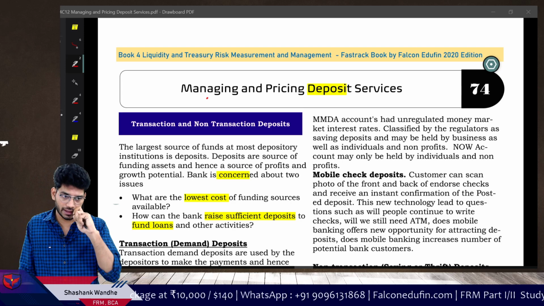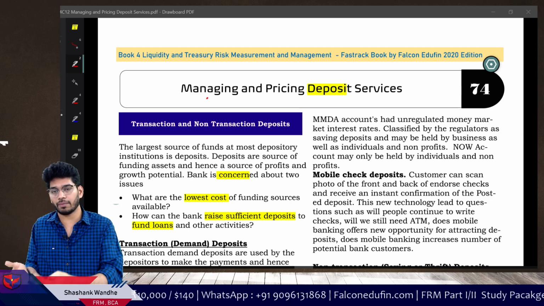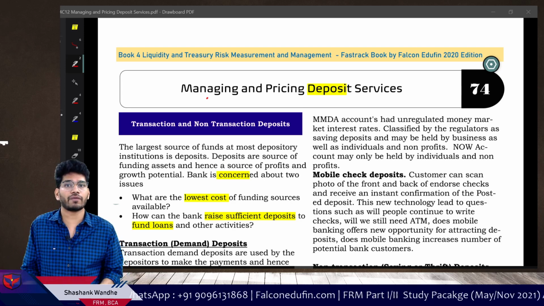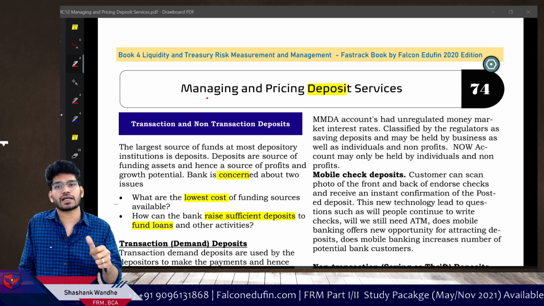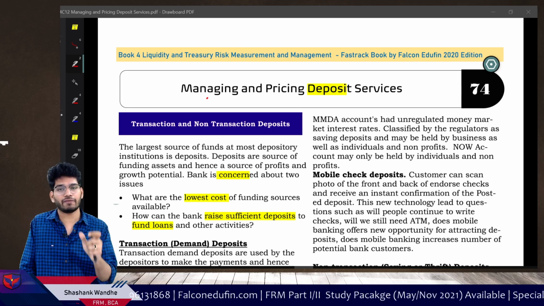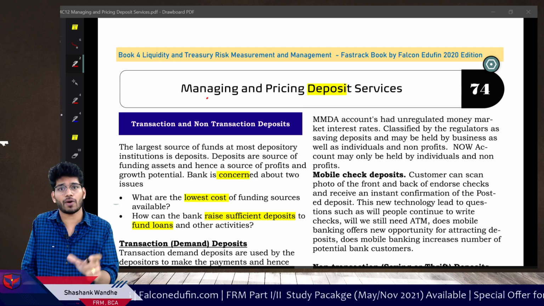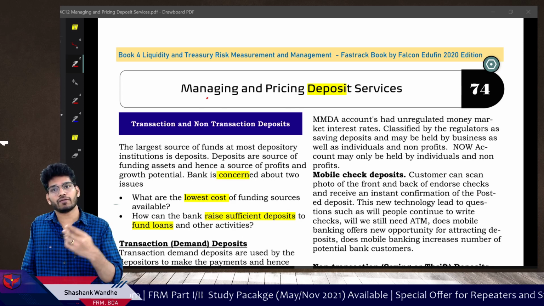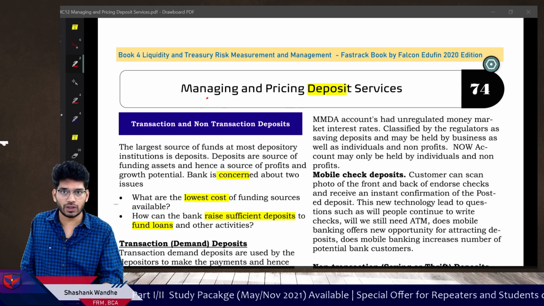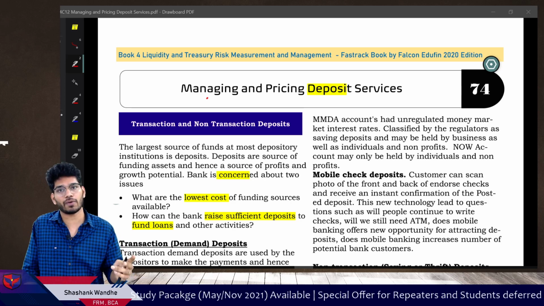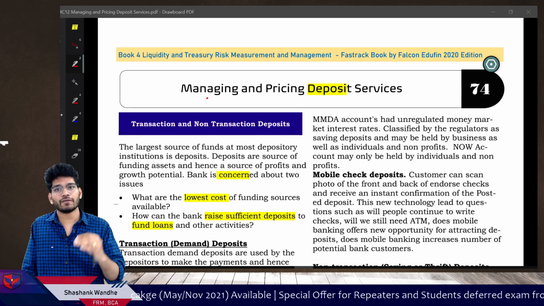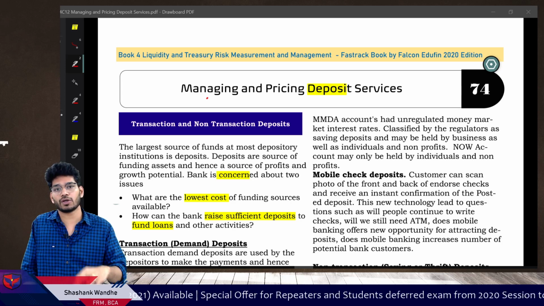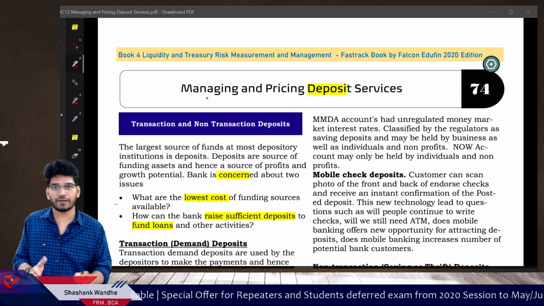So non-deposit sources are primarily loans. Banks have different options to borrow loans from various entities. This discussion is covered in the next chapter, chapter number 75, which talks about the non-deposit funding sources. Okay, so both the chapters have a similar structure. We will talk about the various account types in the deposit services, and in non-deposit chapter number 75, we will talk about the various entities who provide various types of loans which can be used for the lending purpose. So that's the basic difference between the two chapters.